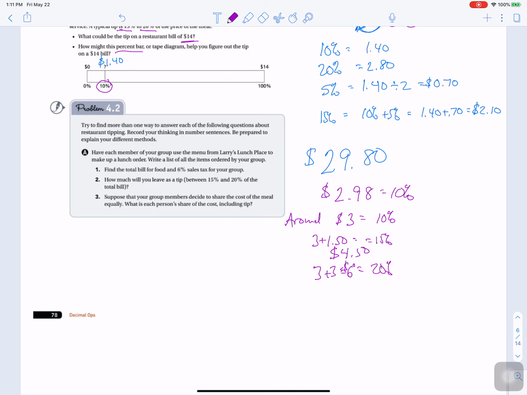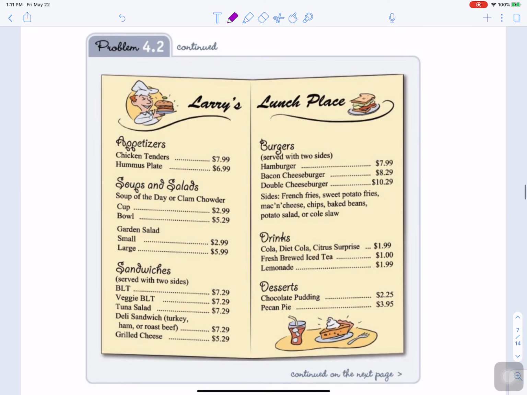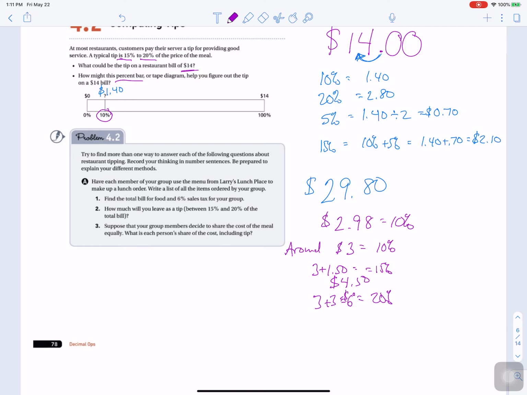All right. So today, what you're going to do is explore Larry's Lunch Plate. This is in your book, but I'm also sending it to you. You can see there's all sorts of things you can order, with prices. If you have a study partner, a parent, or a sibling to talk with, order some things off the menu. Just make up a lunch order and write a list of all the items that you would order.